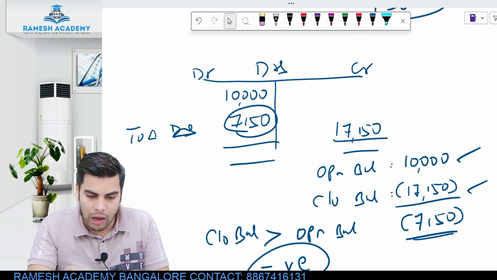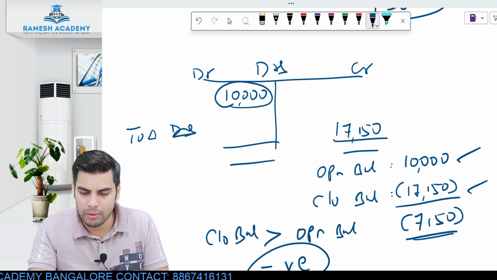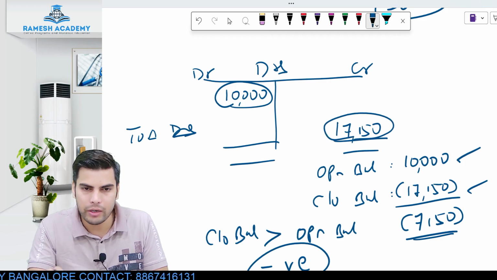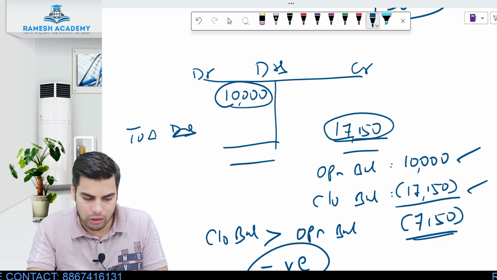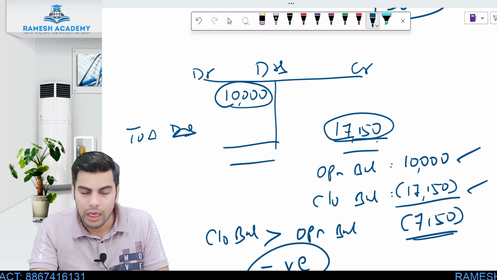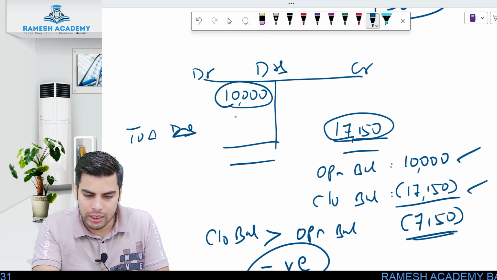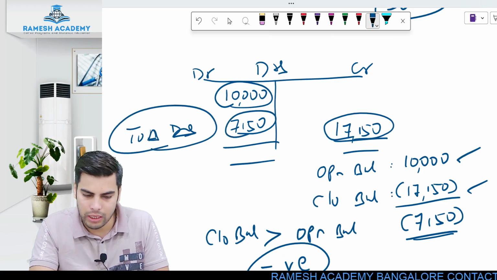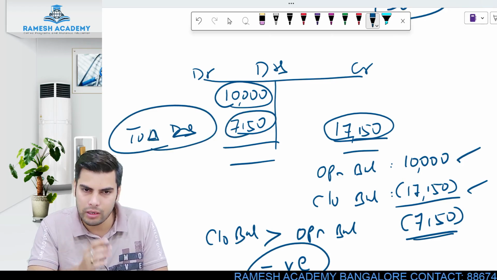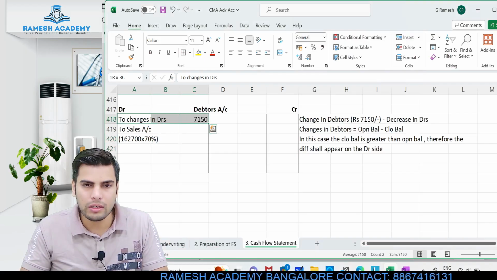So one way of presentation would be: opening balance I write on the debit side because it is receivable, and closing 17,150 I write on the credit side. Or if you just want to give effect for this net balance, how much is the net difference? 7,150. If you balance this ledger, the total on the credit side is more. Same total you will be writing on the debit side, and here you will be getting a balancing figure of 7,150. Therefore the 7,150 rupees should appear on the debit side. Same thing I've done over here, 7,150 shown on the debit side.